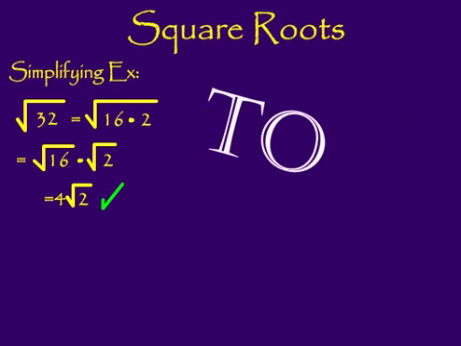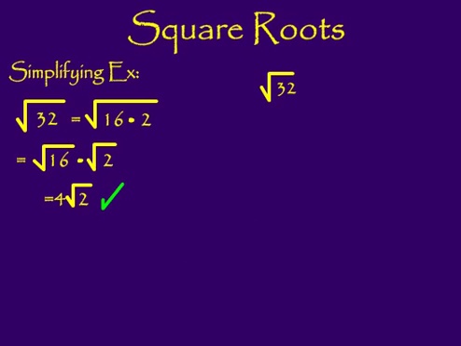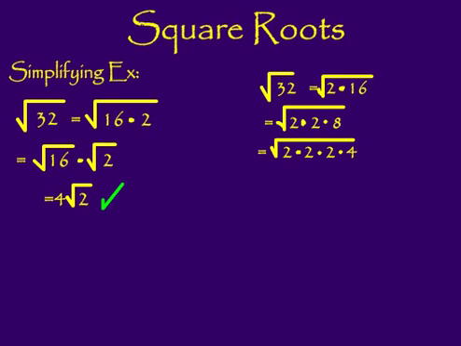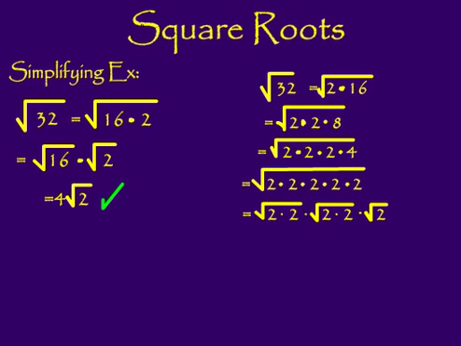Or another way to simplify this is to take square root of 32 and reduce it to square root of 2 times 16 again, but instead of taking the square root of 16, we can break it down even more so that it's square root of 2 times 2 times 8, which is the same as square root of 2 times 2 times 2 times 4. From there, it is equal to square root of 2 times 2 times 2 times 2 times 2, then break it down into groups of 2. We can see that there are 2 groups of 2 with 1 left over, which then gives us 4 square root of 2 once again. That is so many 2's.